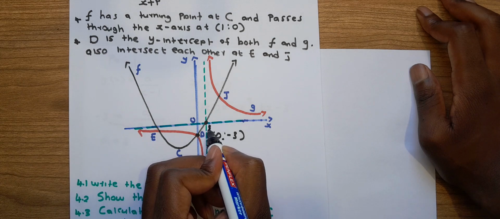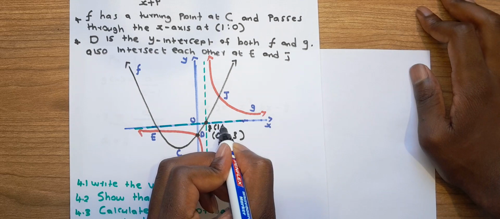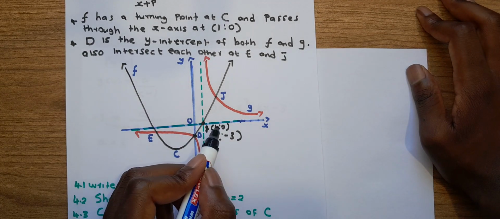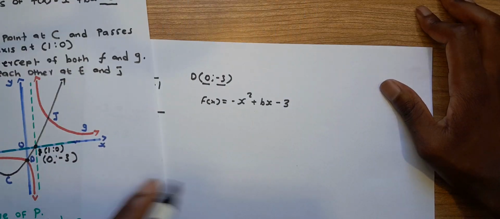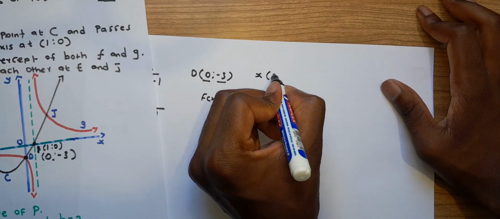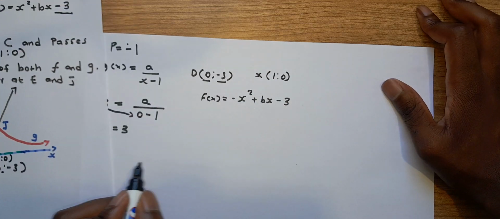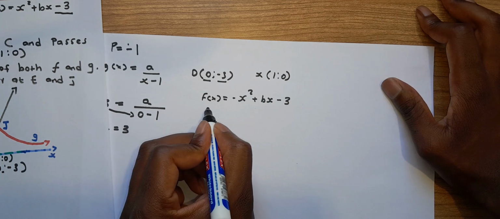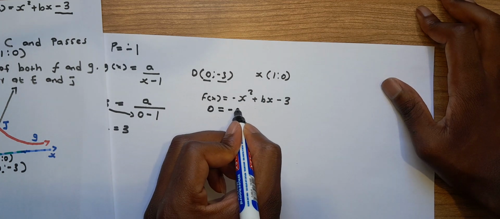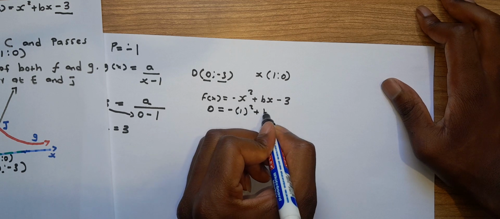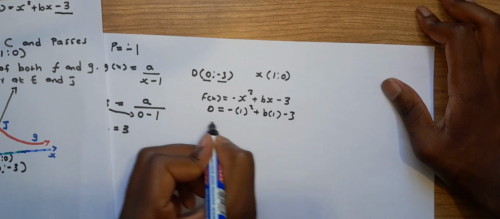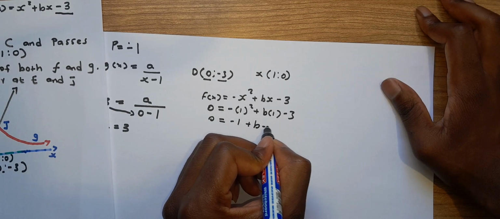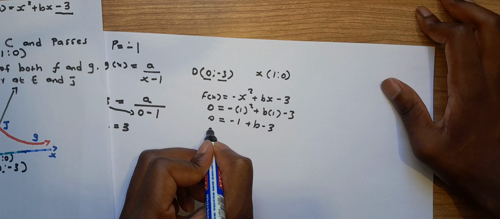So to rewrite it, I can say we have 1 and 0, right? This is the x-intercept. It is passing at 1, and the y is 0. So when x is 1, y is 0. So y is 0 when x is 1, right? So 0 is going to be -1 plus b minus 3. So this is going to give us, right?